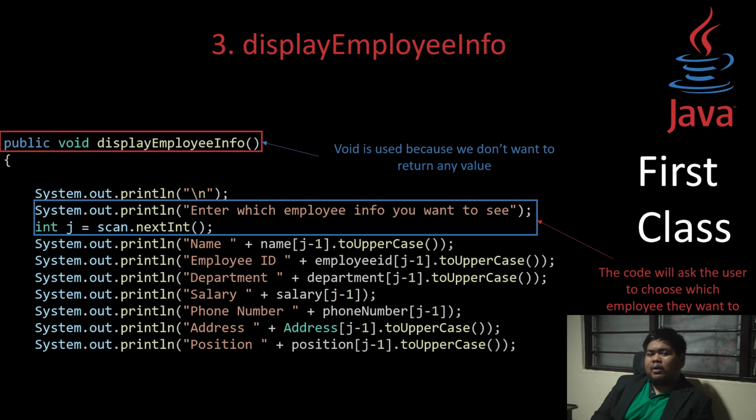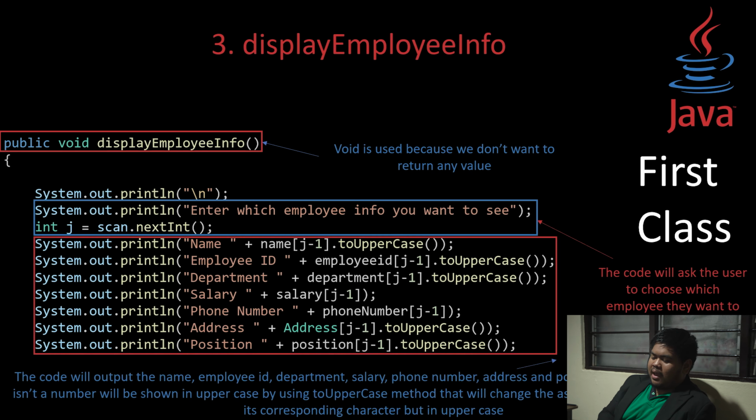So if I want to see the employee 3 data, I have to press 3 on the keyboard and it will show me all the employee details for employee 3. Moving on, the code will output the name, employee ID, department, salary, phone number, address and position.